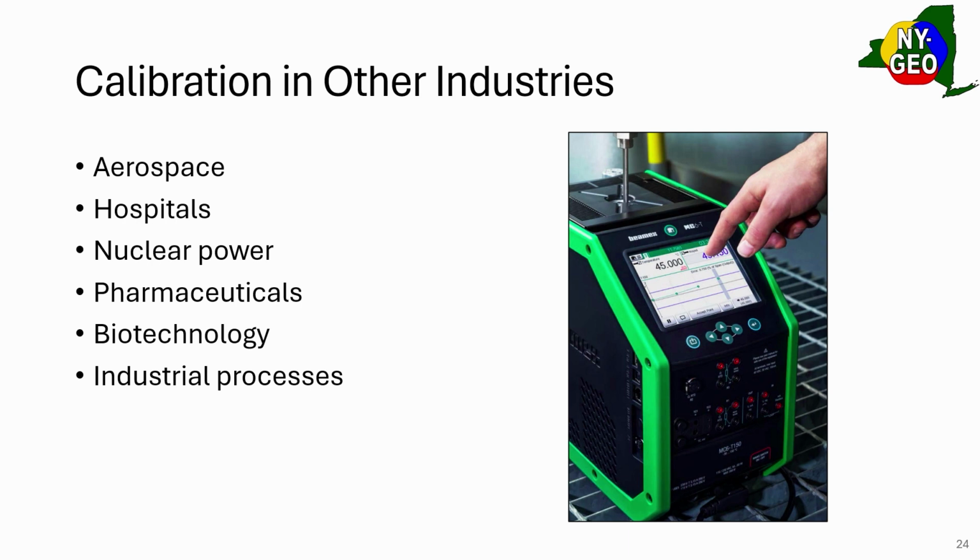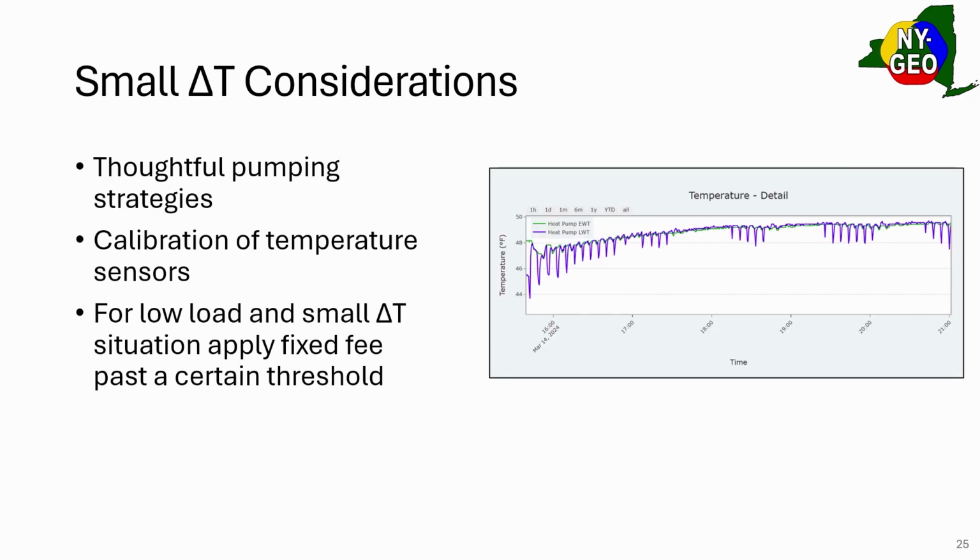If we look into other industries, they have to have high accuracy temperature readings, right? Aerospace, hospitals, nuclear power, pharmaceuticals, biotech, these guys need high accuracy temperature readings. So high accuracy temperature readings, that's not necessarily a problem that hasn't been solved. A challenging thing that's been arising in the industry is small delta T, however, because in geo we do have that issue, which isn't quite as common in other industries.